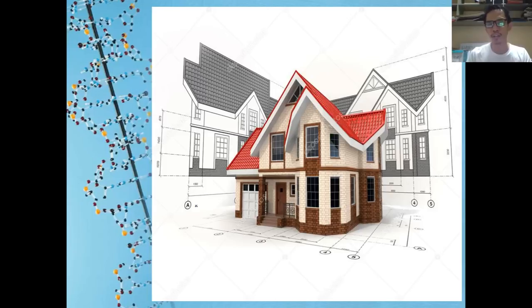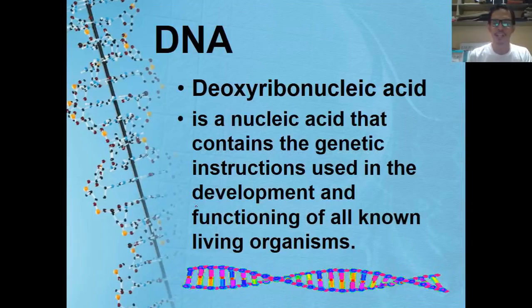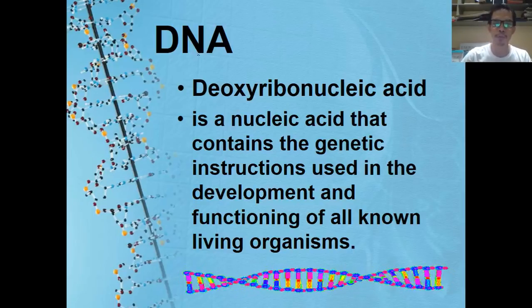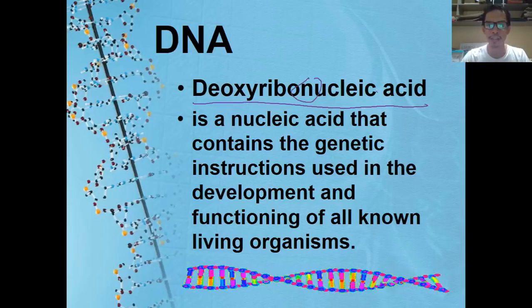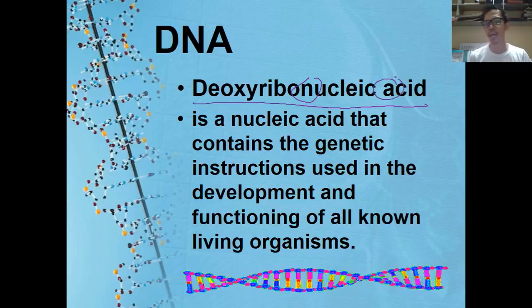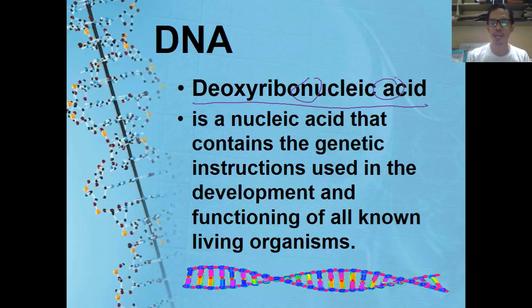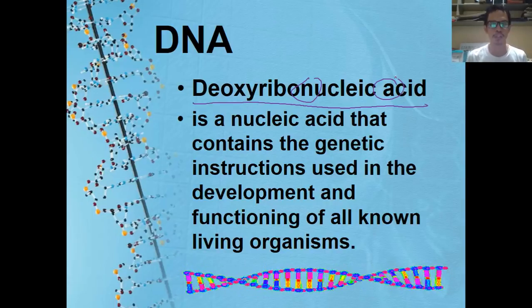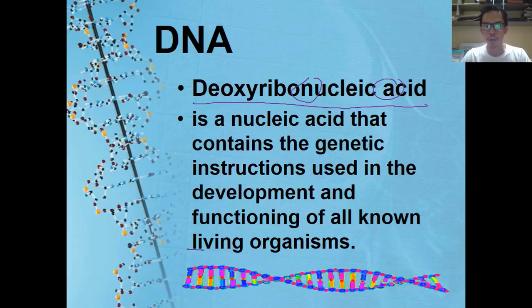Our body, the structure of our body, follows a certain blueprint, a chemical blueprint, just like what we have here in this house. We call that blueprint DNA. DNA stands for deoxyribonucleic acid. This is a nucleic acid, one of the biomolecules that comprise all living things. It contains genetic instructions used in the development and functioning of all known living organisms. Please take note: all known living organisms.